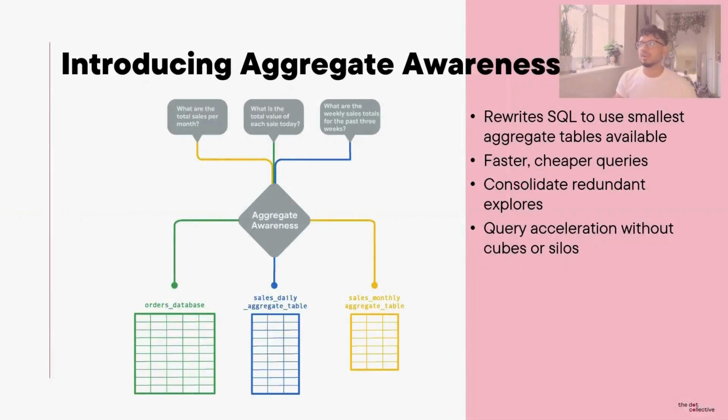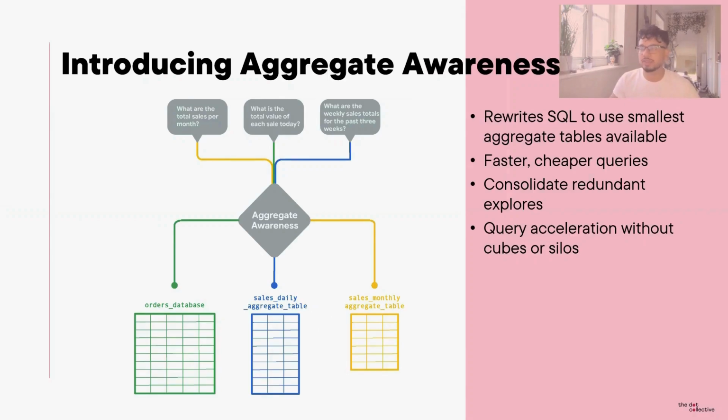So this is where we are introducing aggregate awareness. The main gist of it is that we are rewriting SQL to use the smallest table available. The benefit is that we are getting faster and cheaper queries.